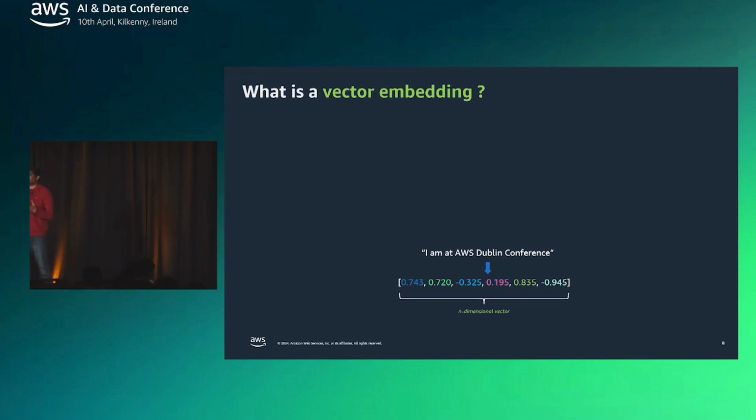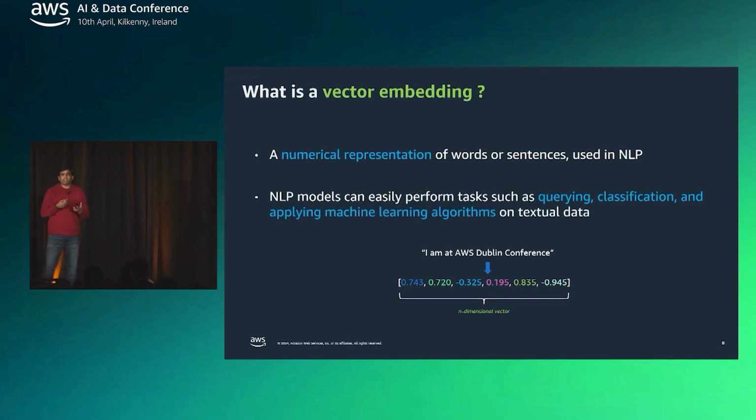It's not the binary numbers. That is at the very lowest ASCII level, but it's just an array of numbers. So let's say you give any sentence like, I am at AWS Dublin conference. This statement, you cannot throw to any large language model or to a RAG system. So you have to convert that into numbers. So what vector embeddings is basically is to find and convert this English text into an array of numbers.